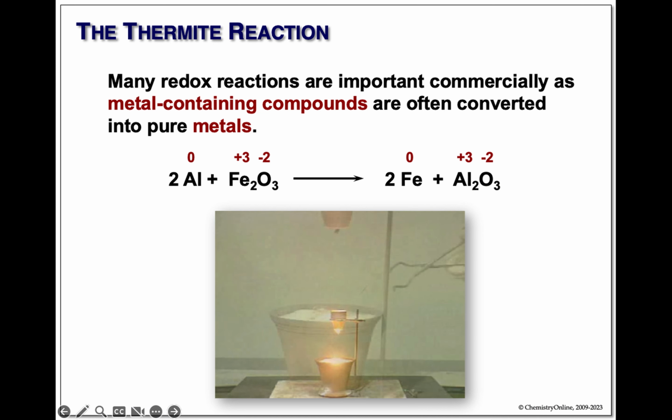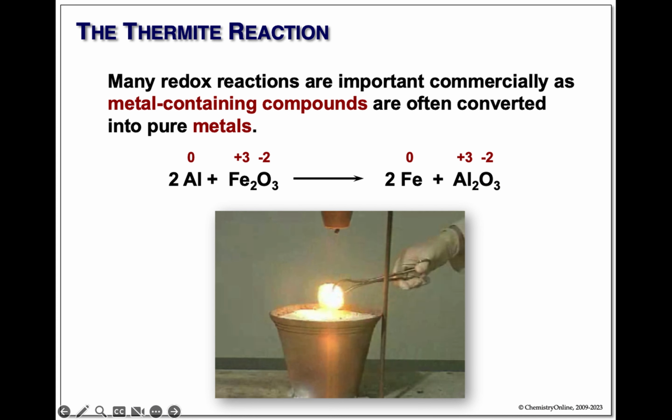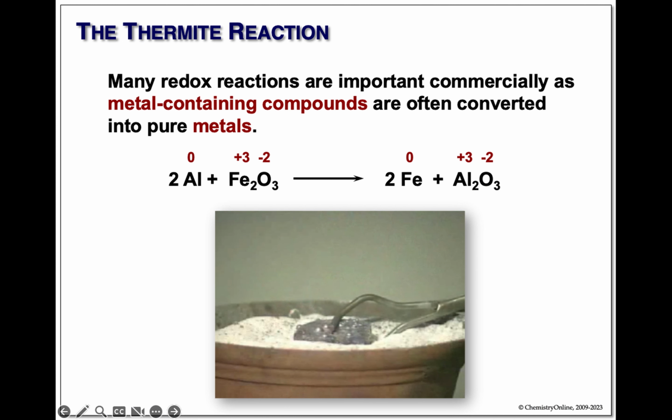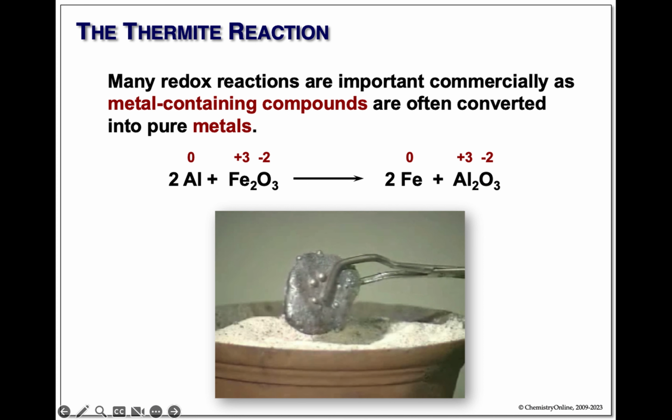When it's finally done, this is our lump of white hot iron that collected on the sand. When it finally cools, you can see it looks like a lump of iron metal. That's the thermite reaction. One of the neatest reactions you can do in chemistry. We can't do it in that, but I would.